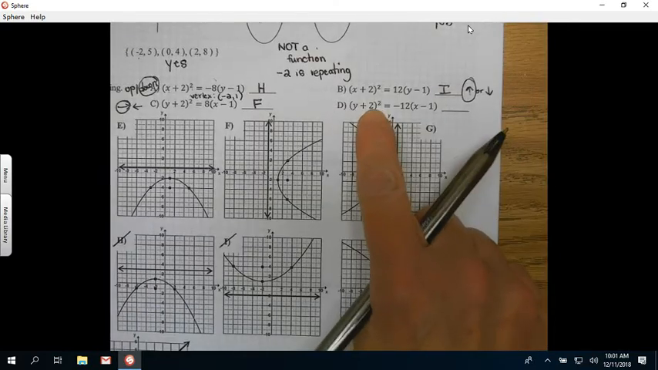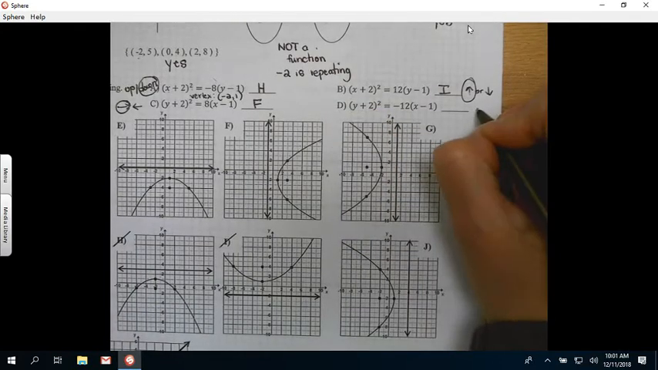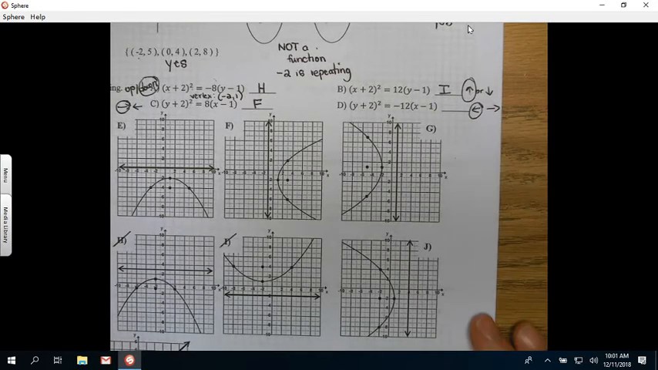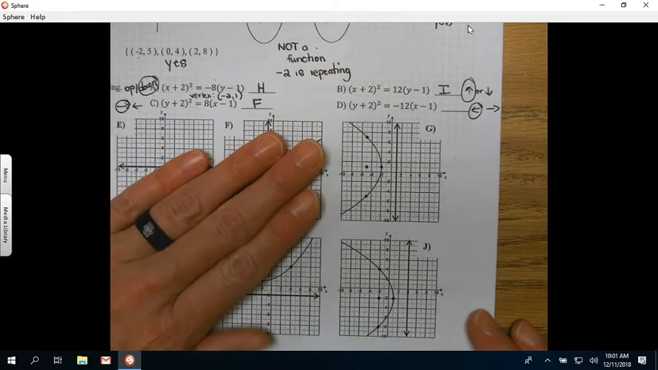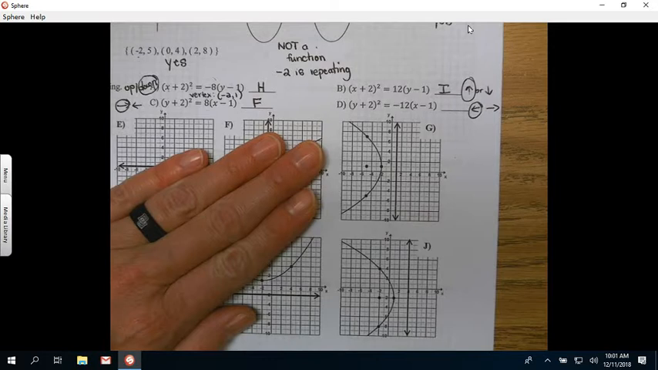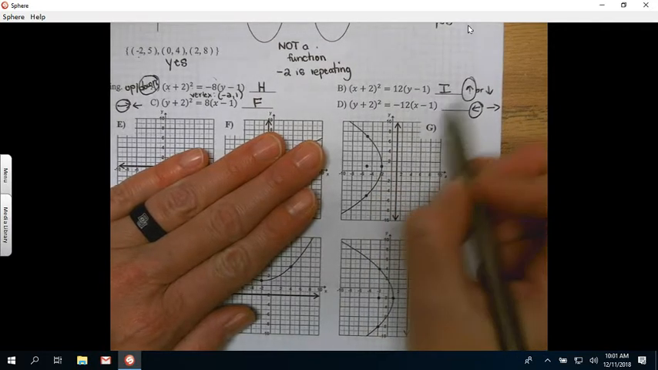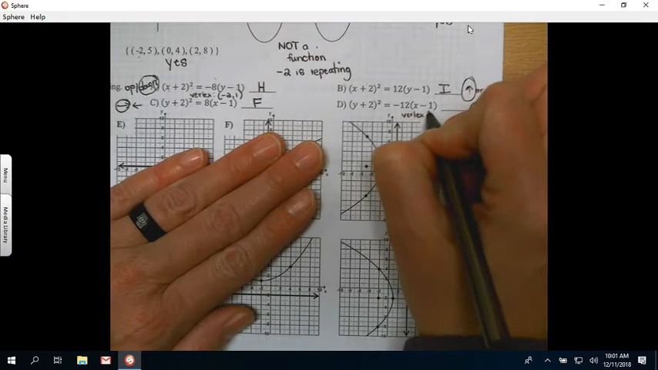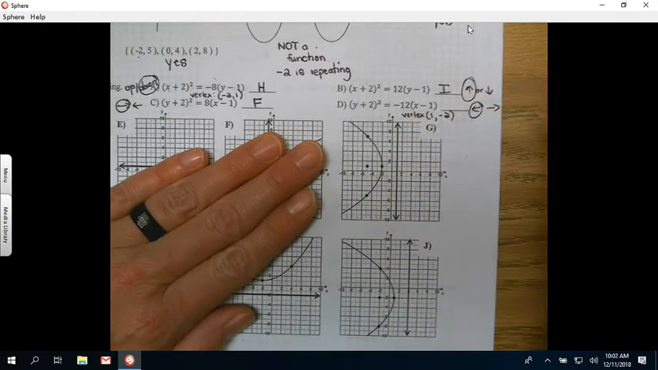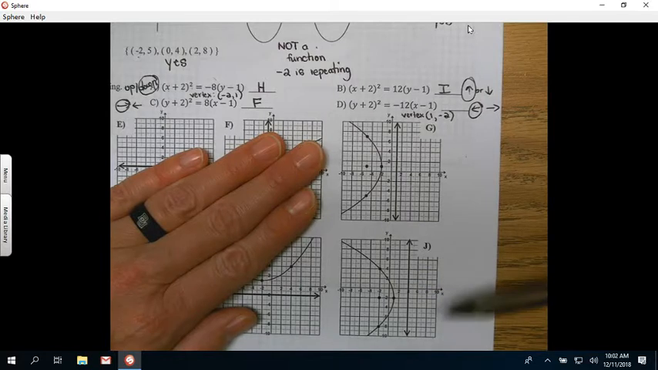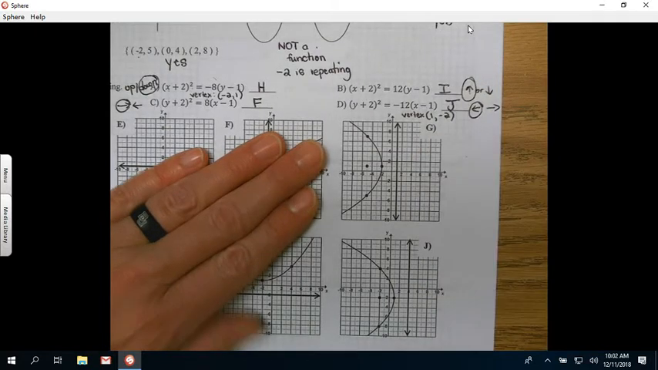Last one, squared is still on the y, so this is still a left or right. If I look at my number in front of my parentheses, this time it is negative, which means it is a left opening. I have 2 that are left openings, which means I'm going to have to use the vertex. Again, modified vertex form. This is h and this is k. Remember that insiders still lie, so my vertex is 1, -2. Out of these, which one has a vertex of 1, -2? J.